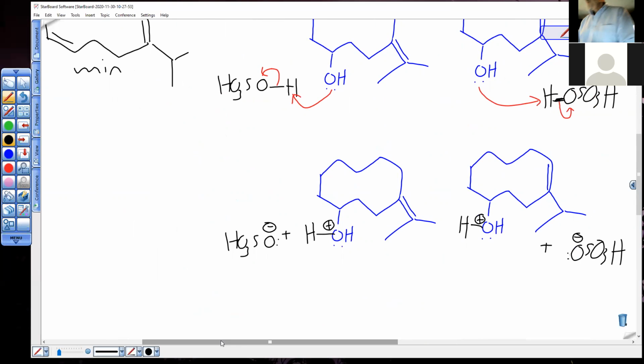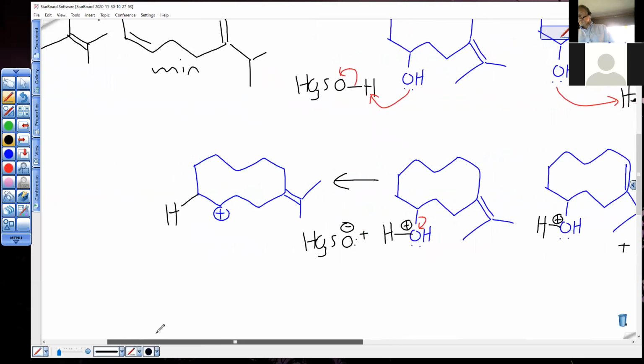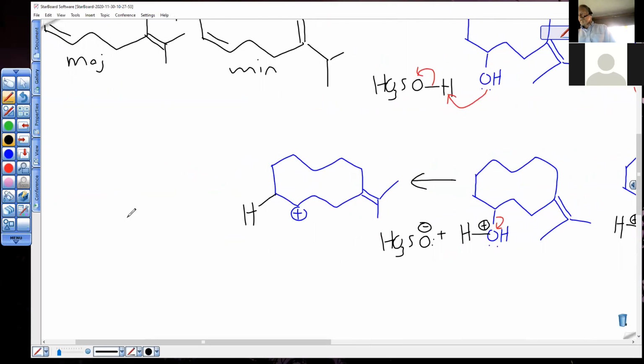So here's the E1 version. Exactly the same as what we did above it. Got a carbocation right there. Double bond here. And I need to grab this H over here. And I'm going to make this product over here. How do I do that? I grab the H. What do I grab it with? Conjugate base, sulfuric acid.